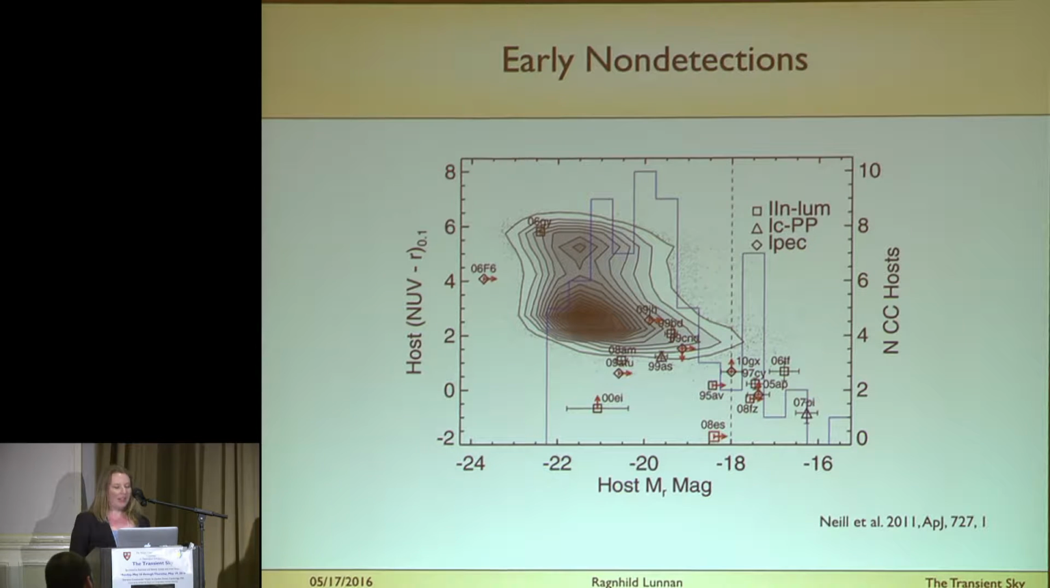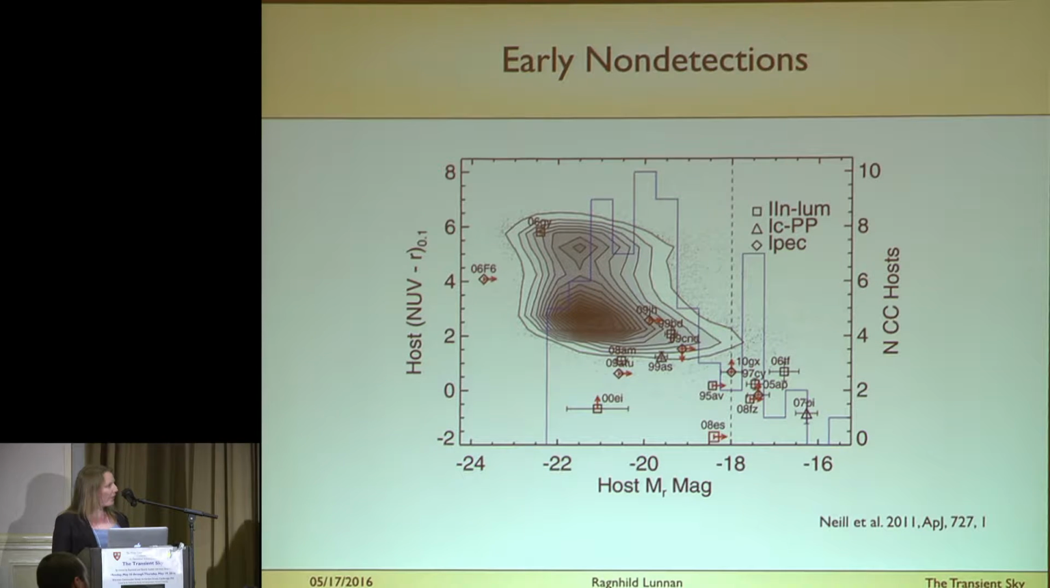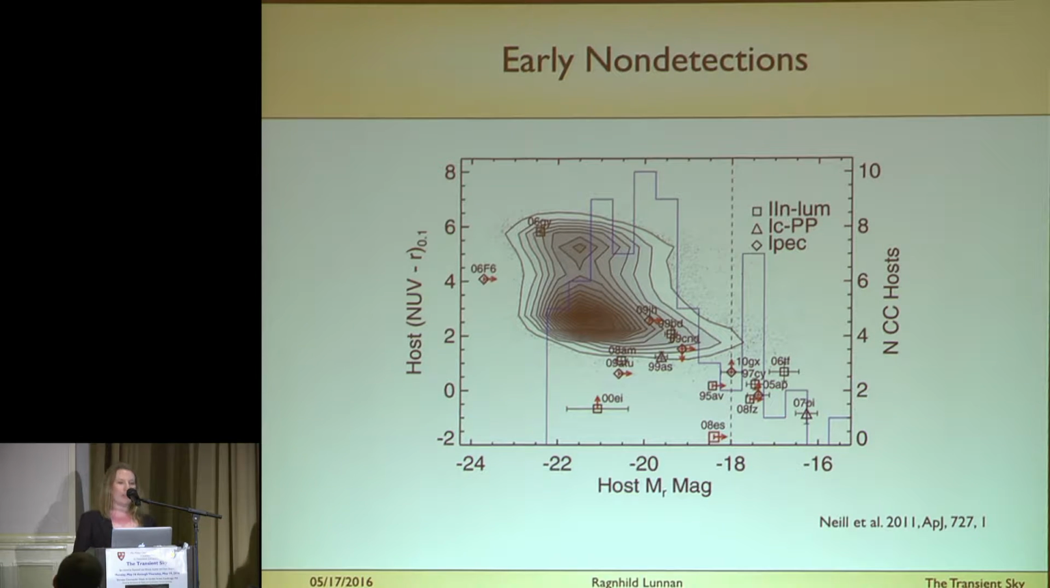Here's another way of showing that. This is the earliest host galaxy study that was done by Neill et al. in 2011. So this is a color magnitude galaxy diagram. Basically, they used data from GALEX and Sloan to look for all of these host galaxies of the then known superluminous supernovae. So you have the UV minus R-band color on the y-axis and the host magnitude on the x-axis. And the two things you should notice here, first of all, again, a lot of these are actually non-detections. They're upper limits, and they all sort of cluster in this blue and faint corner, with some notable exceptions that I'll come back to.